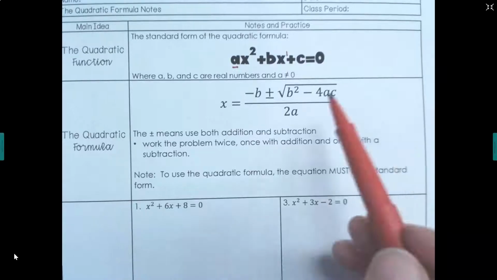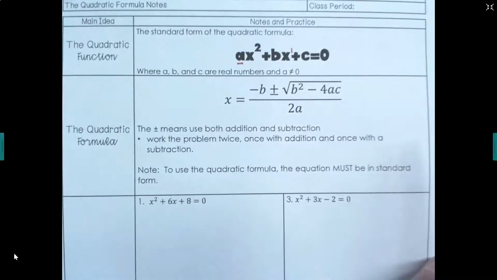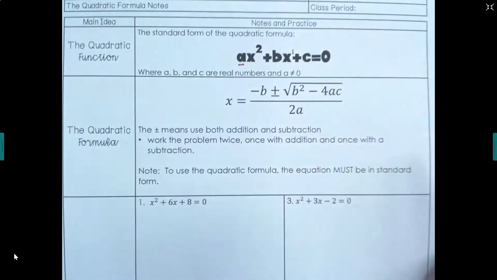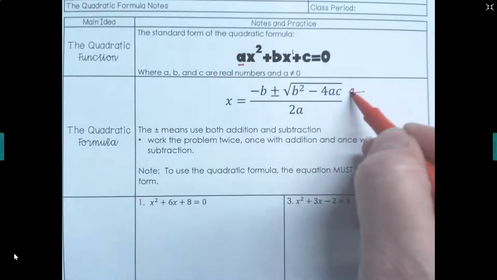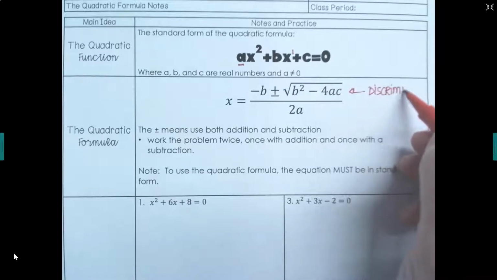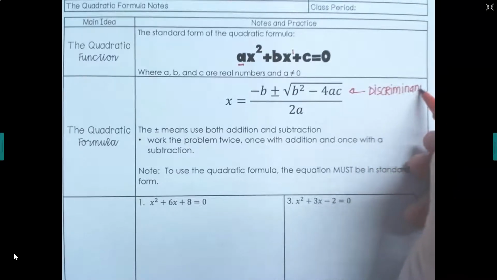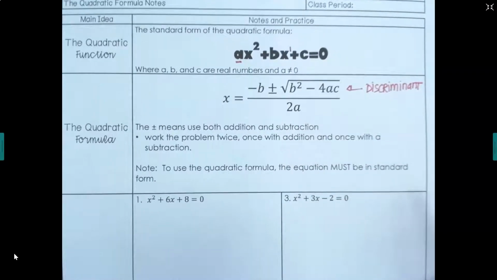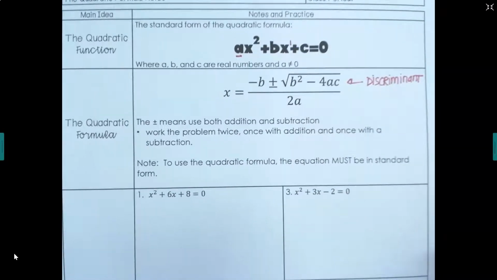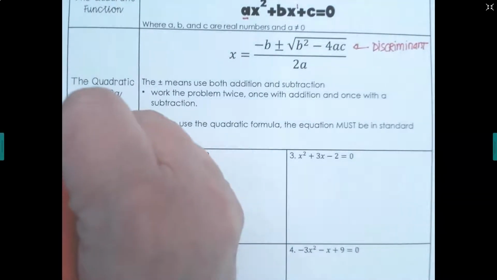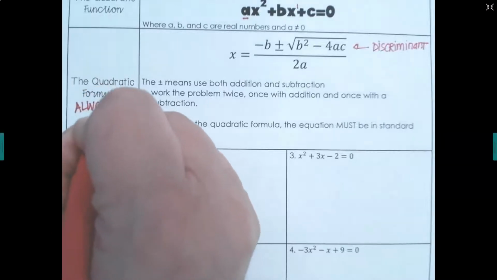So we have this formula here. It's called the quadratic formula. In this formula, b squared minus 4ac is the discriminant. The discriminant tells us how many and what type of solutions we have. Do we have one real, two real, or no real solutions? The entire formula will tell us what the actual solutions are. The one thing that's nice about the quadratic formula is it always works.